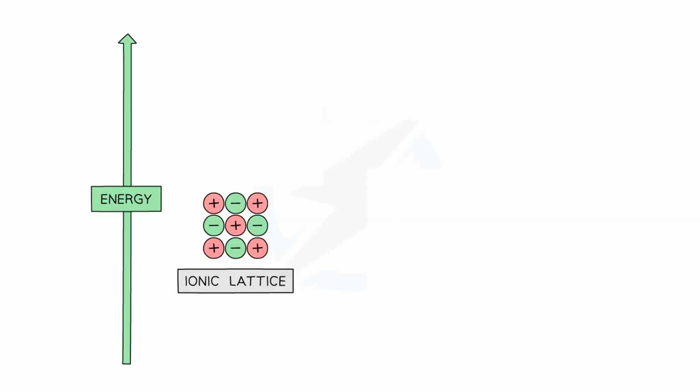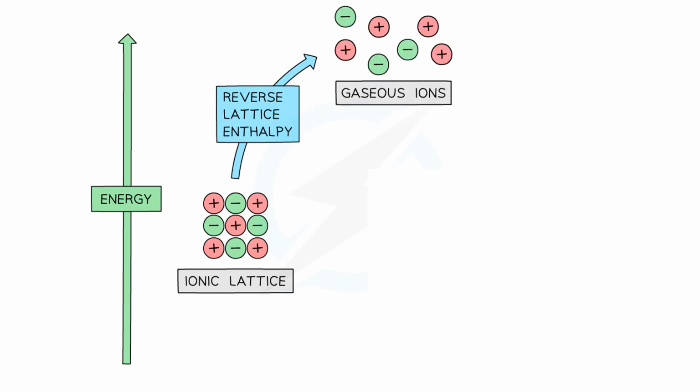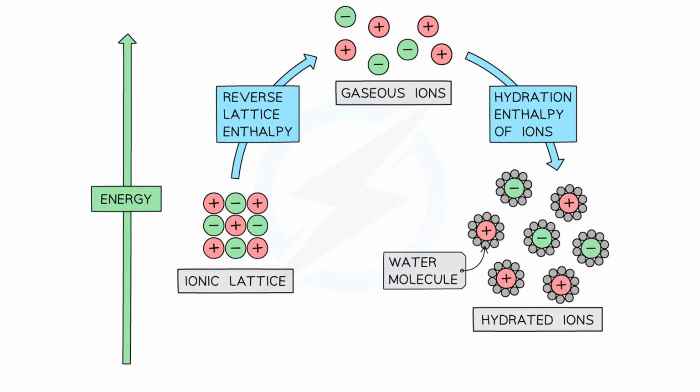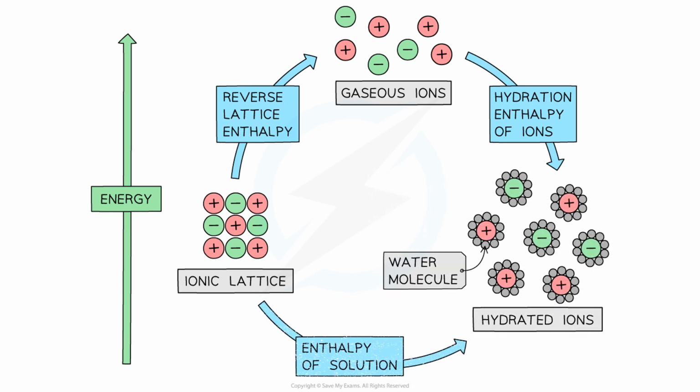So let's review the process of dissolving. Starting with an ionic lattice, obviously you've got to break that lattice up. So what we do is we reverse the lattice enthalpy, and that gives us the gaseous ions from which the original ionic lattice was made. Then those gaseous ions have to be hydrated by surrounding them with water molecules. And the difference between those two positions in the energy axis on the left-hand side will give us the enthalpy of solution.